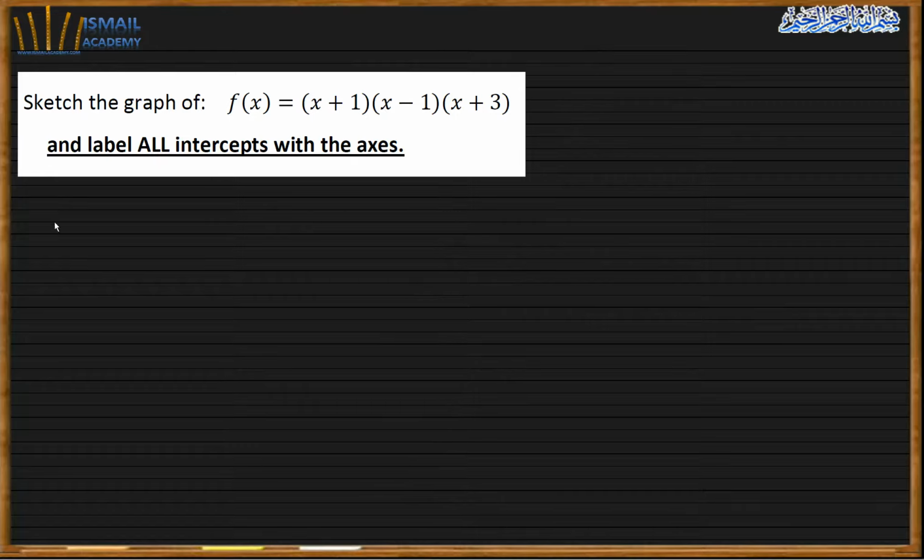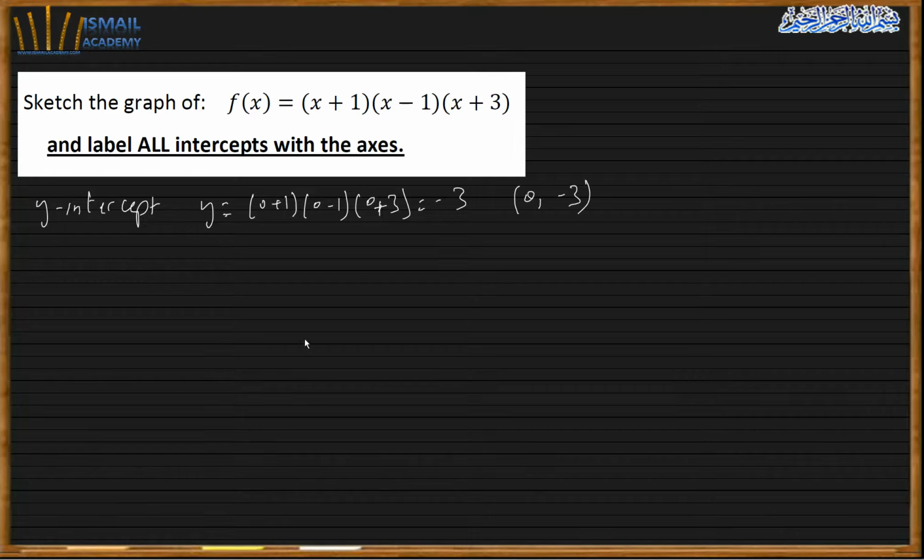So they find the y-intercept. I just need to change x to 0 and get the value. So my y-intercept will be 0 + 1 times 0 - 1 times 0 + 3. So it's going to be -3. So my point is 0, -3. So this is my y-intercept.